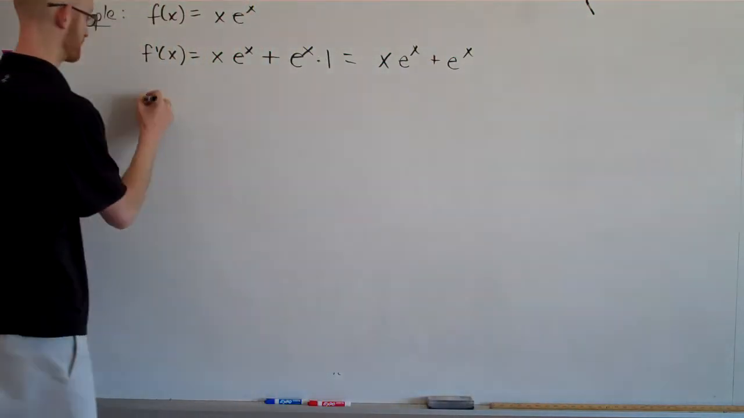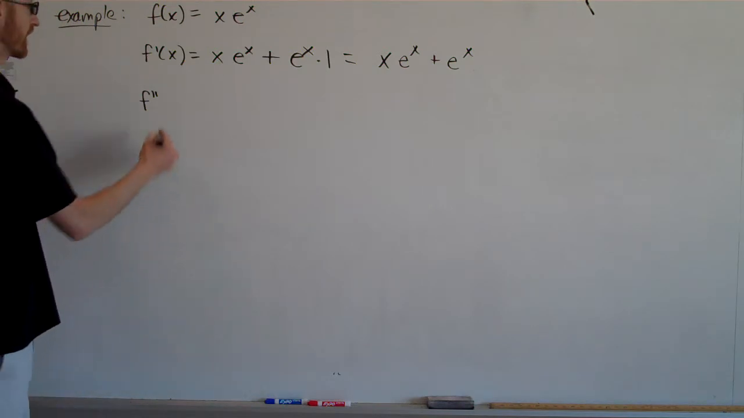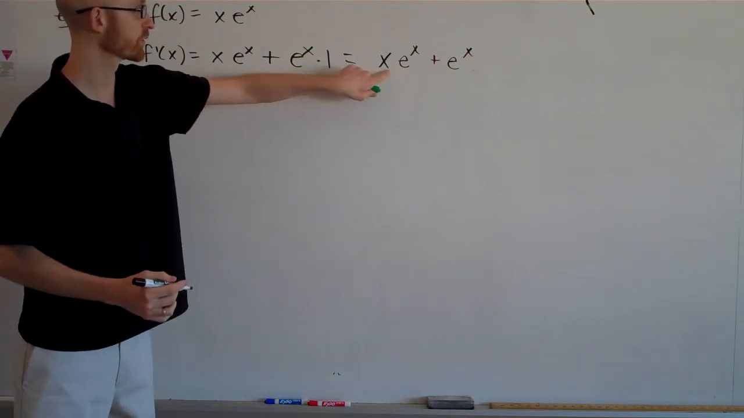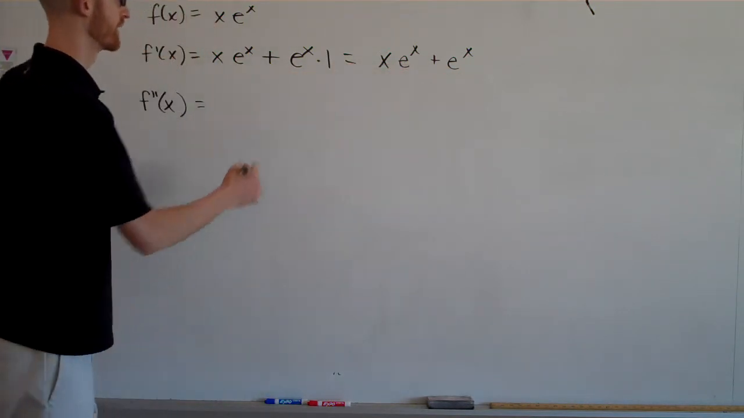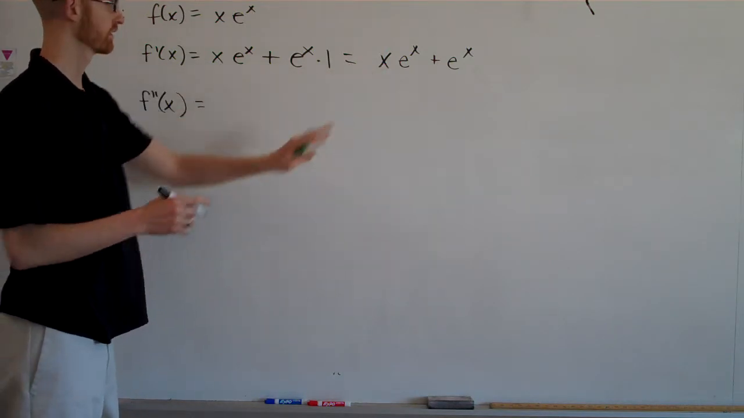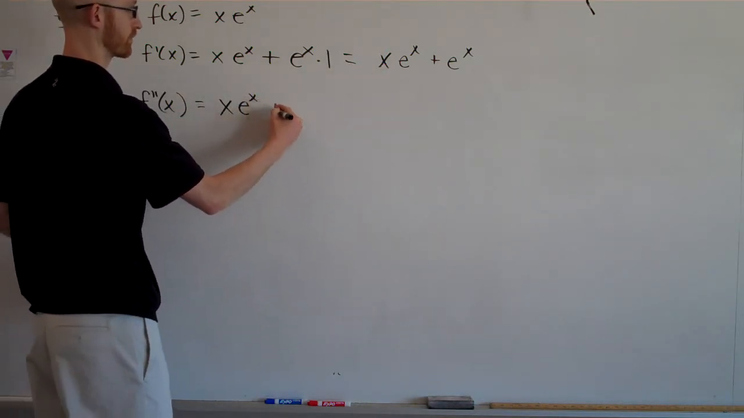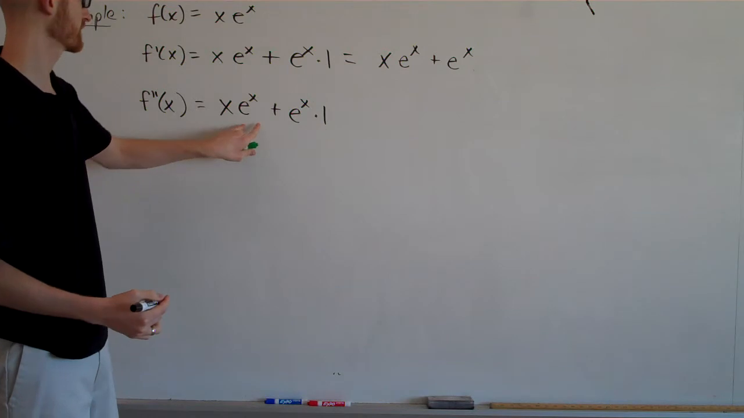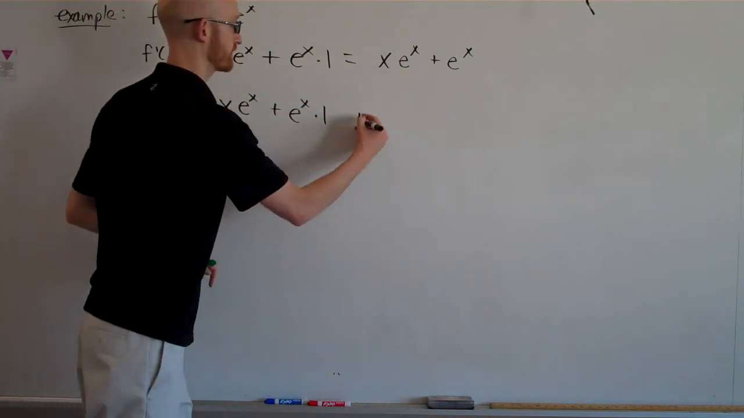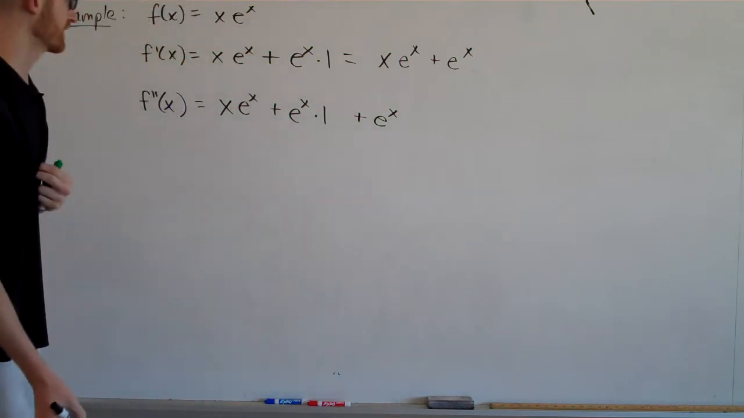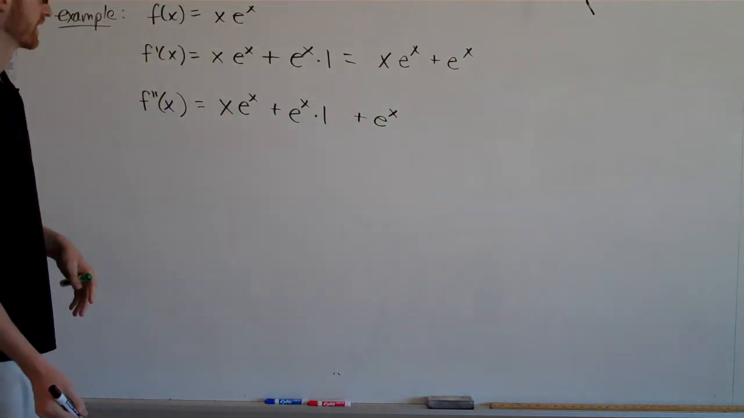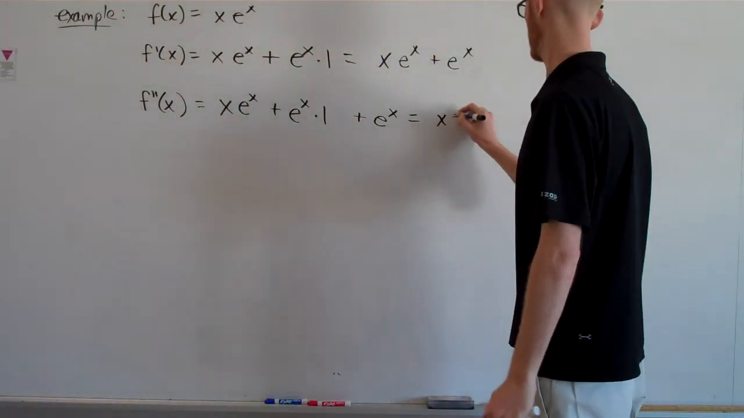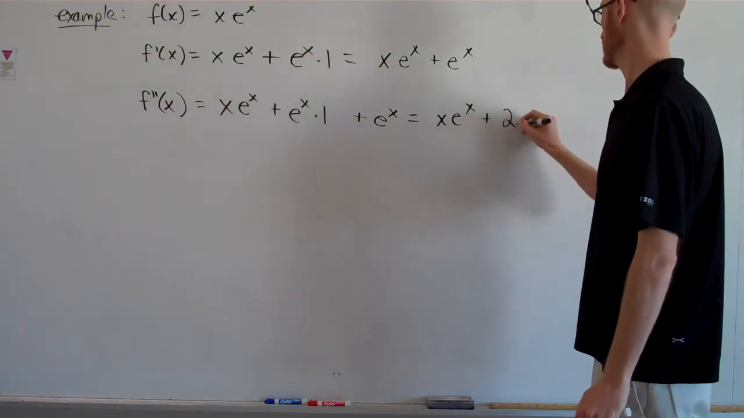Now just out of interest with this function, I'm now going to take the second derivative, and you notice the notation f double prime. There's a product rule to deal with here, but not there. So first, the derivative is x e to the x plus e to the x times 1. That was just the derivative of this term, x e to the x, e to the x times 1, plus another e to the x. And that's actually equal to x e to the x plus 2e to the x.